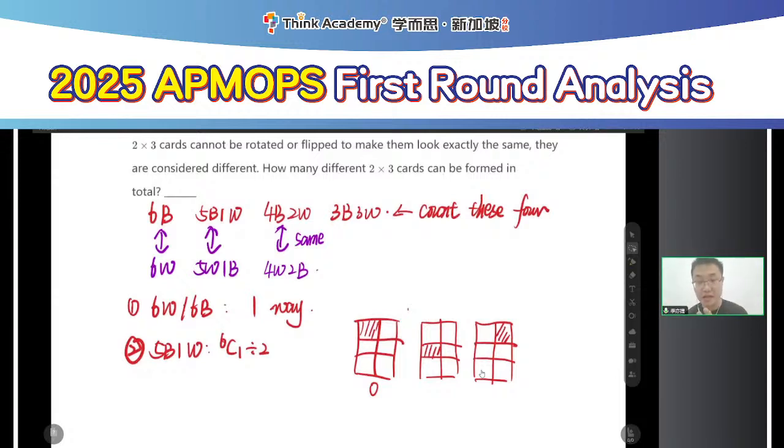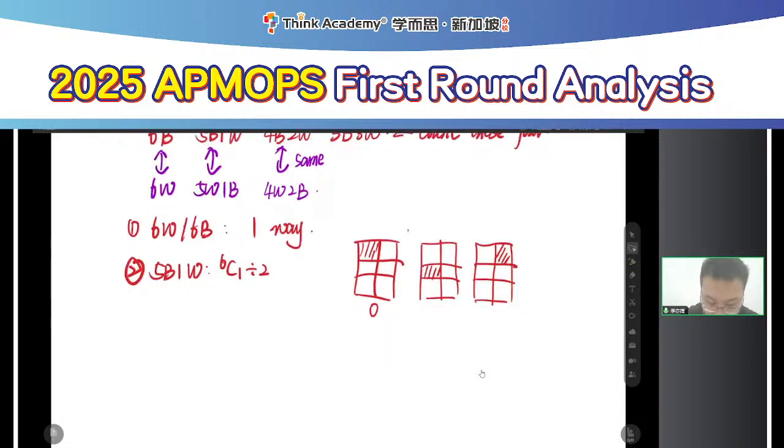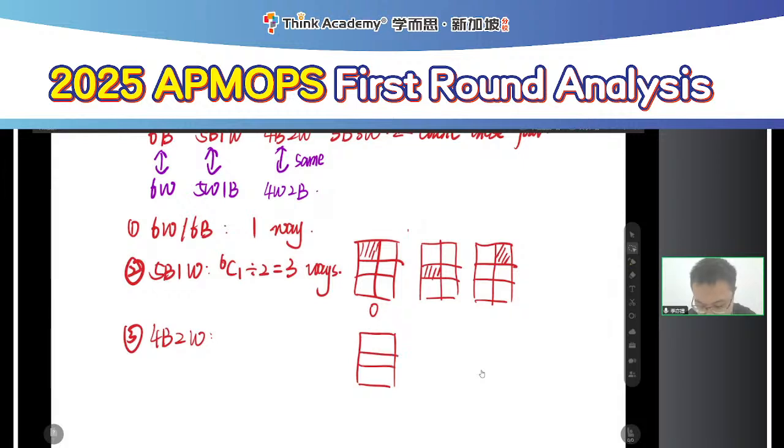We can rotate, but we cannot flip. We can flip here to be a different thing. So now it's easier to find the 3 ways here, right? I just draw it, and then if you have 4 black, 2 white, so generally speaking, right, there is something.